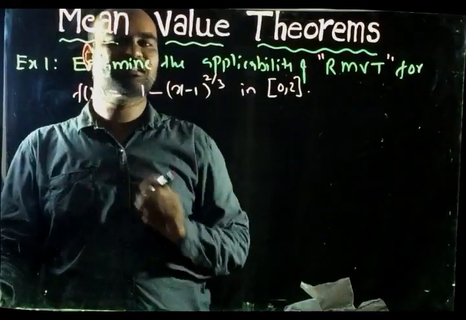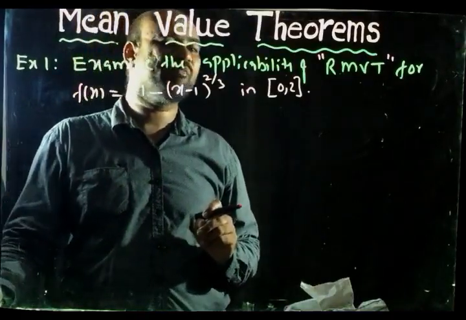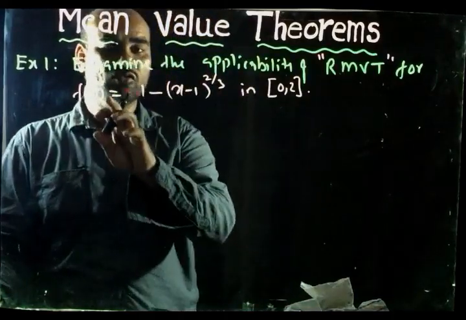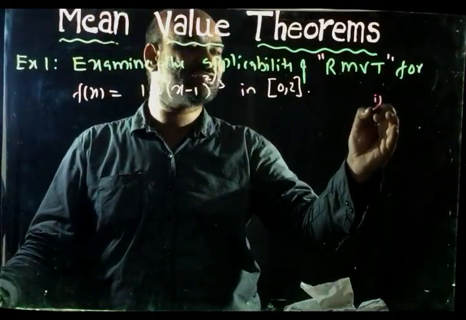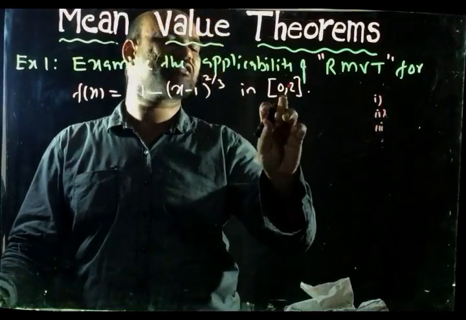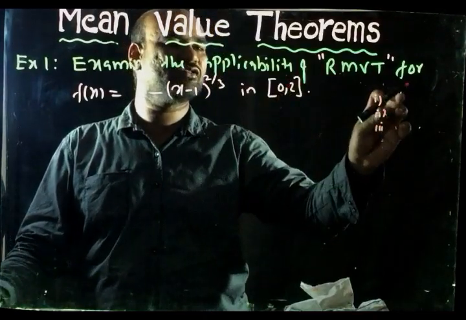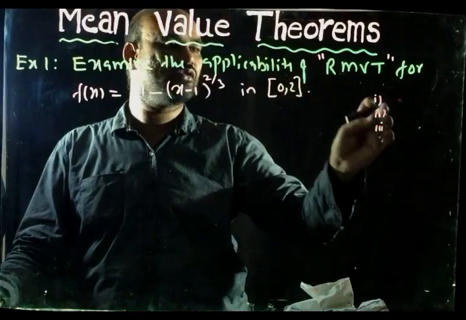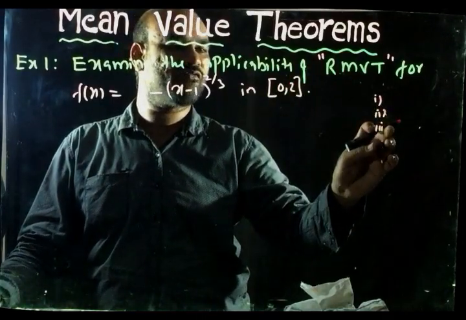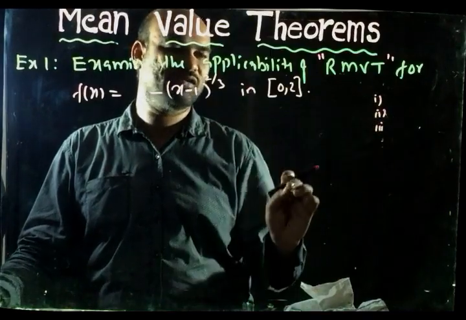This is example 1. Examine the applicability of RMVT for this function. So we need to check all these three conditions for the function. Is this function continuous in the closed interval 0 to 2, differentiable in the open interval 0 to 2, and is f of 0 equal to f of 2?